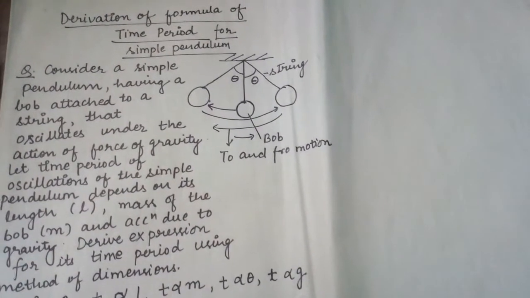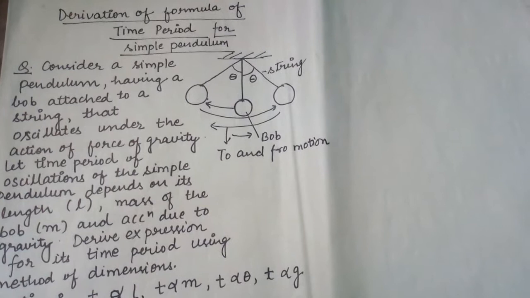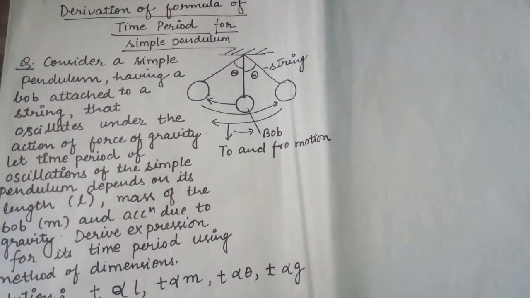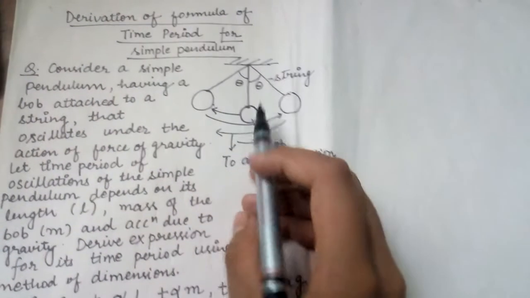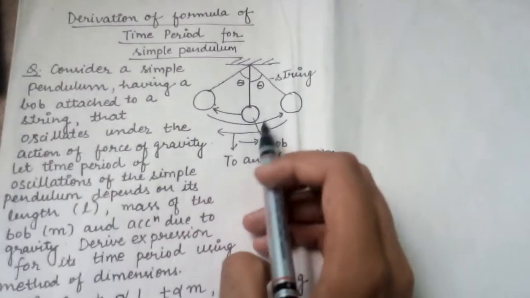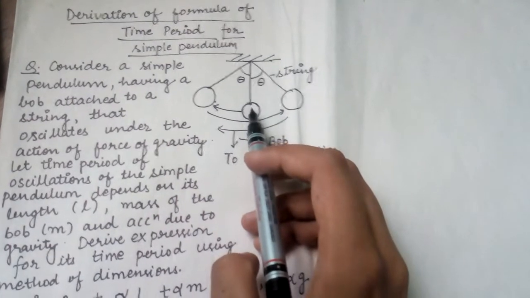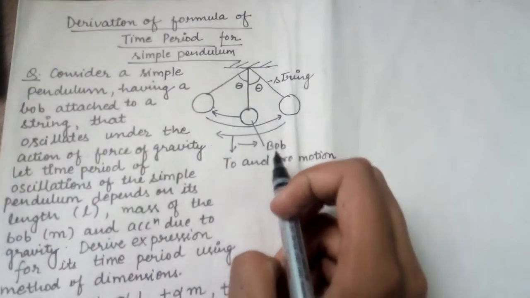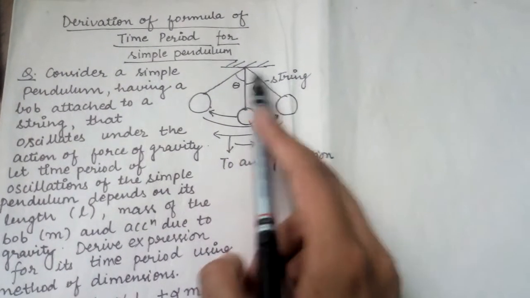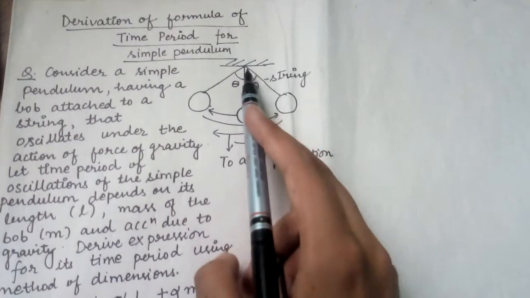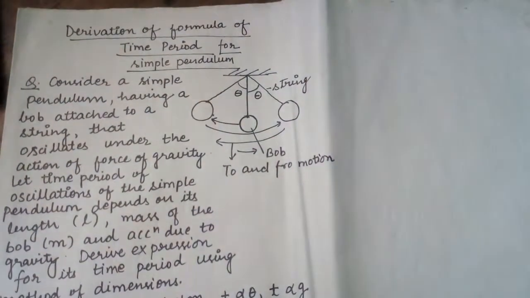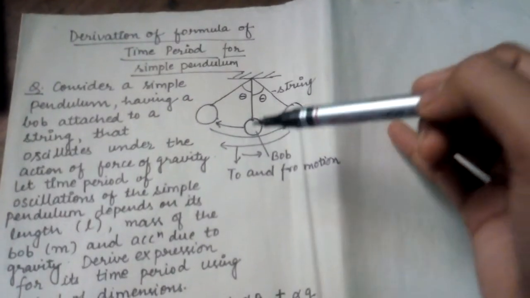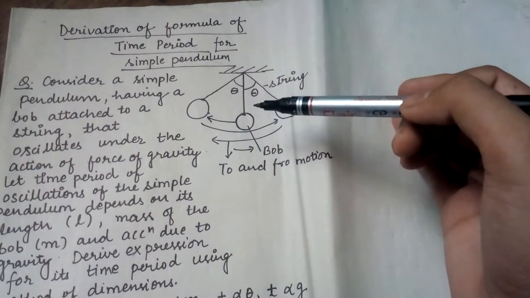Okay, good morning students. We are going to derive the formula of time period for the simple pendulum. For that, we have a pendulum suspended by a string. This sphere is called a bob, and this is held onto an iron nail, or you can hold it by your hand also. You only have to suspend it onto the string.